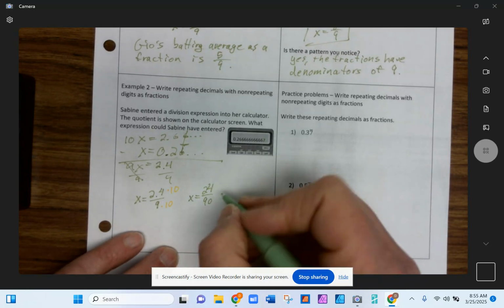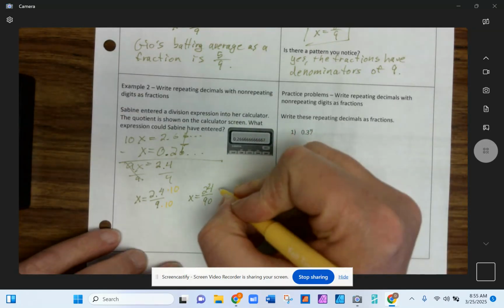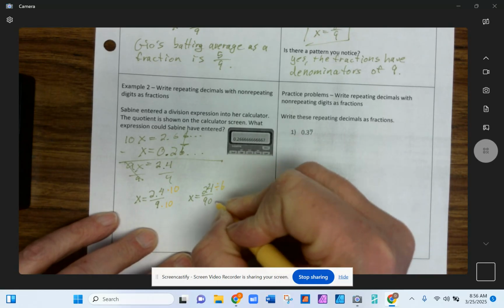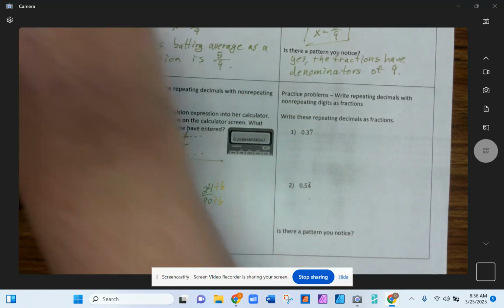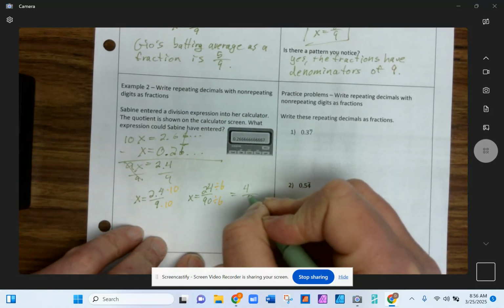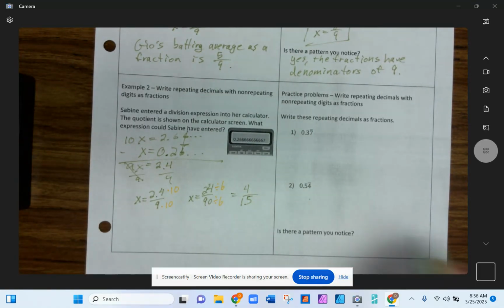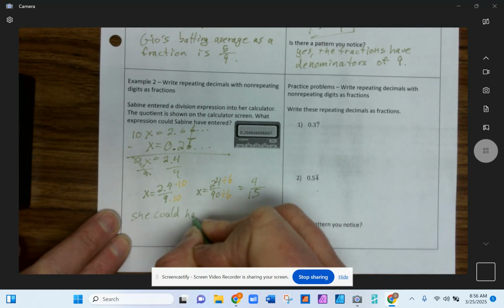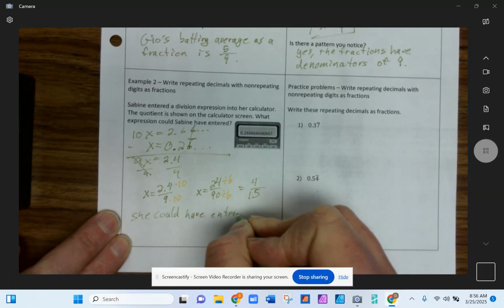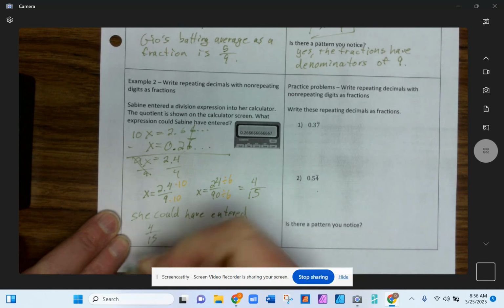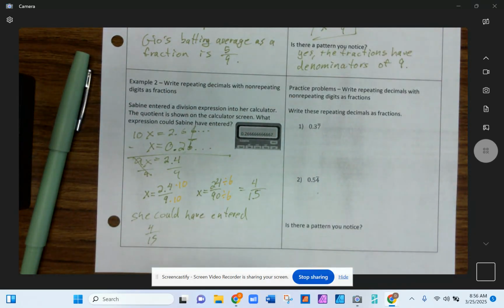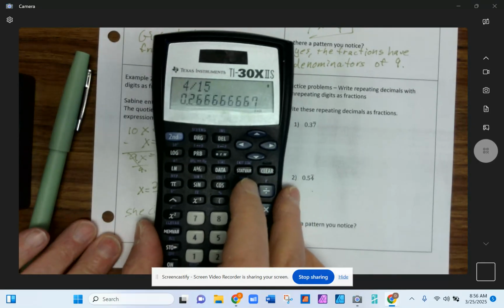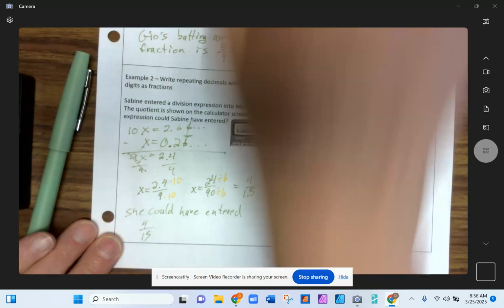And then we're going to simplify. Well, let's see, it's going to be divide by 2 on the top and the bottom, and then divide by 6. Yeah, we can divide by 6, I think, on the top and the bottom, okay? That's going to get us 4/15ths, right? Yep. Okay, so she could have entered, because it is a word problem, right? 4/15ths. Let's see if that actually does it on our calculator. 4 divided by 15. Yeah, boom, look at that. Okay, so if we enter 4/15ths on the calculator, we get the exact same thing right there, okay?